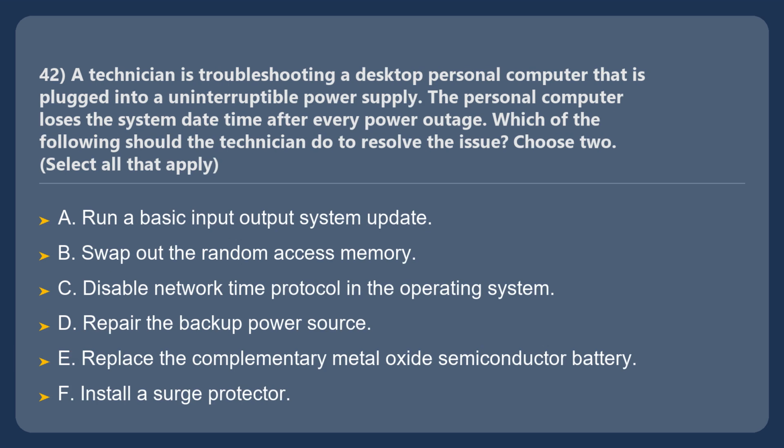Question 42. A technician is troubleshooting a desktop personal computer that is plugged into an uninterruptible power supply. The personal computer loses the system date time after every power outage. Which of the following should the technician do to resolve the issue? Choose 2. Option A, run a basic input-output system update. Option B, swap out the random access memory. Option C, disable network time protocol in the operating system. Option D, repair the backup power source. Option E, replace the complementary metal oxide semiconductor battery. Option F, install a surge protector.